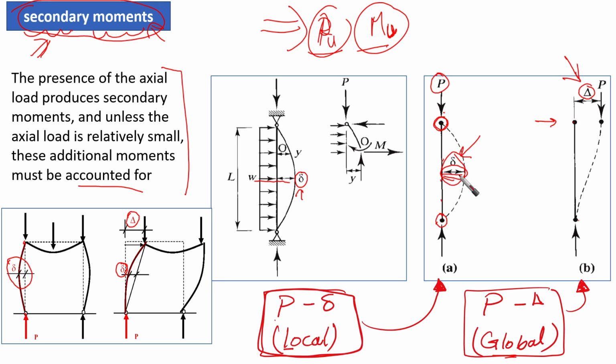So there is some deflection here, and this deflection is going to produce additional moment. If we multiply this P by delta, P times delta, it is going to give us moment here. And if we multiply this P by this large delta, it's going to give us additional moment here, right? So we need to take this moment into consideration in our analysis.